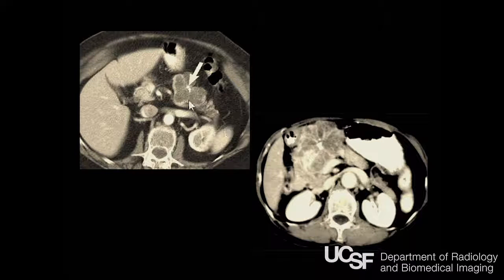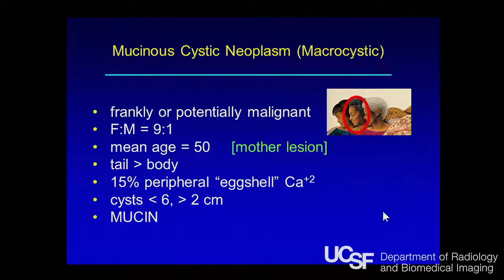Just to show you 2 different types of serous cystadenoma, you can see the central calcification in both. Here the cysts are a bit larger, but certainly measuring right about at the 2 centimeter mark, and you have smaller cysts in this particular patient. Mucinous cystic neoplasm. This is the macrocystic tumor. These are frankly or potentially malignant. There is a higher female predominance compared to serous cystadenoma, but occurring at a younger age, mean age of 50. So this has been termed the mother lesion.